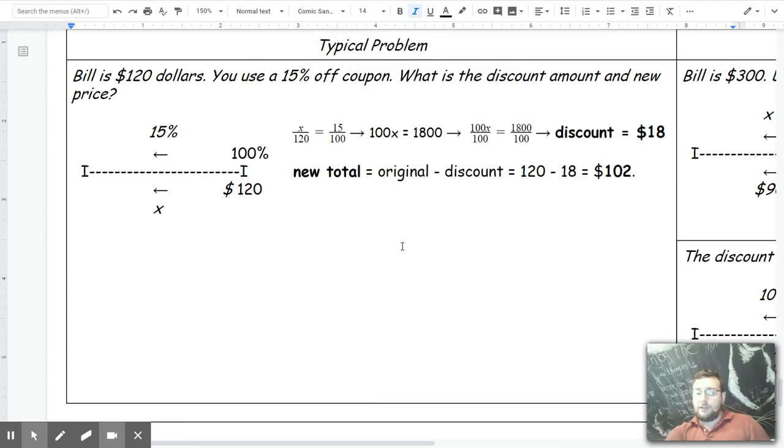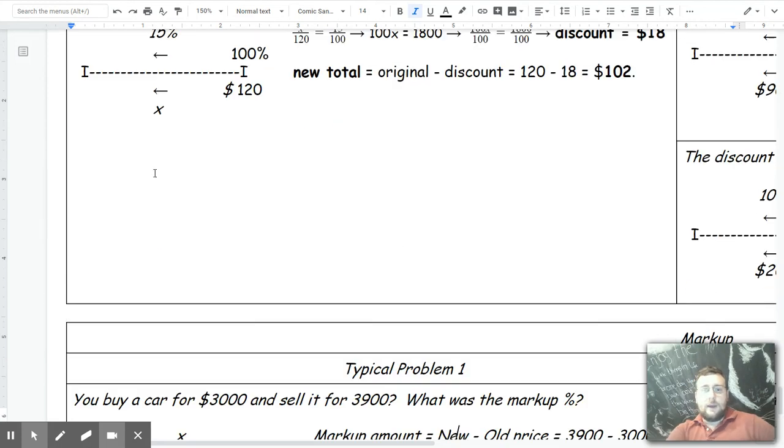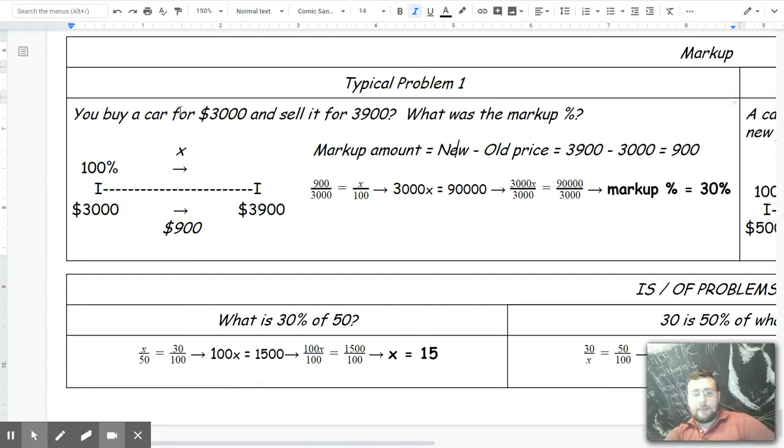So let's apply those steps. In this markup problem, I have a car that I buy for $3,000, but then I sell it for $3,900. What is the percent markup? Notice that I have an original value of 3,000, which is increasing to 3,900. That makes sense because markup is about increasing. So I set up a diagram, which is my first step, as an increase problem. And I set up the 3,000 with the 100% because that's my original value.